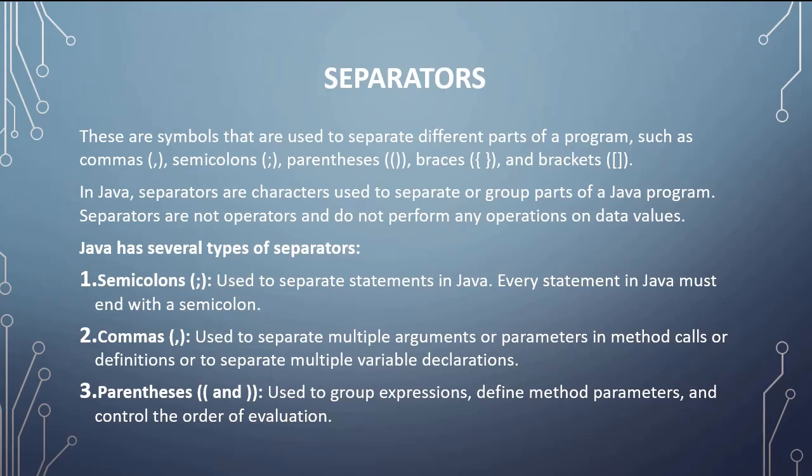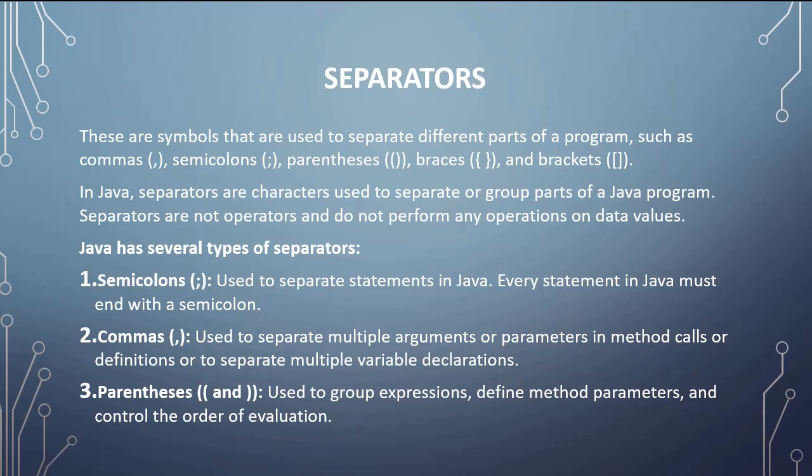Semicolon. This semicolon is used to separate statements in Java. Every statement in Java must end with a semicolon. Then commas. Comma is used to separate multiple arguments or parameters in method calls or method definitions, or to separate multiple variable declarations.